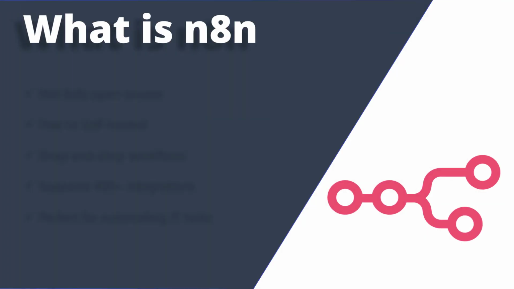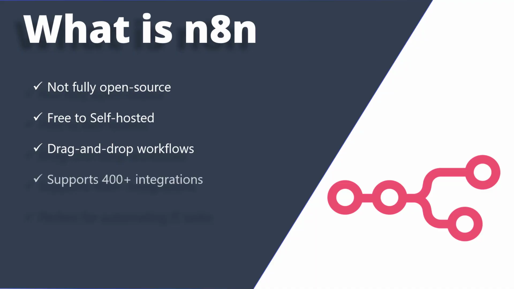n8n lets you connect apps, APIs, databases, and webhooks and run automations without writing complex code. You can self-host it for free under the Fair Code license, and it also offers paid cloud and enterprise versions. It's not fully open source, but it is free to self-host. You can host your own server and use it for free. It has drag and drop workflows and supports 400 plus integrations, perfect for automating IT tasks.